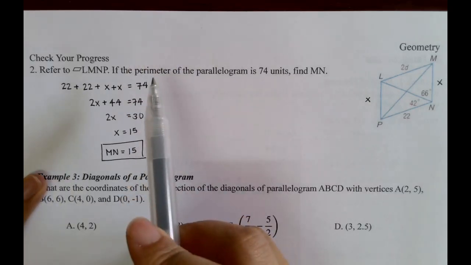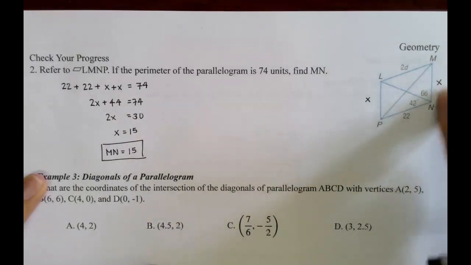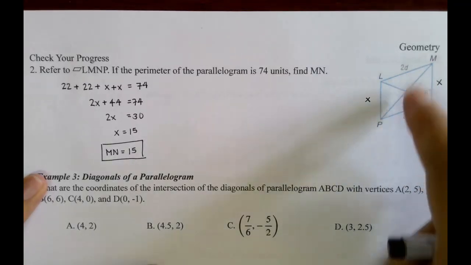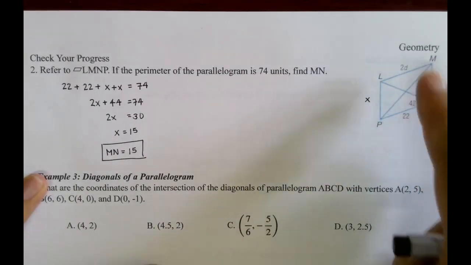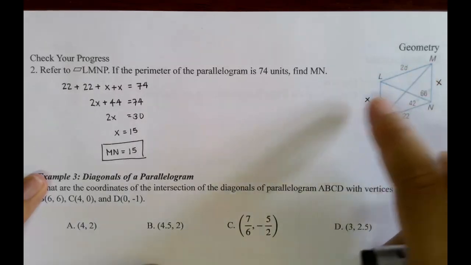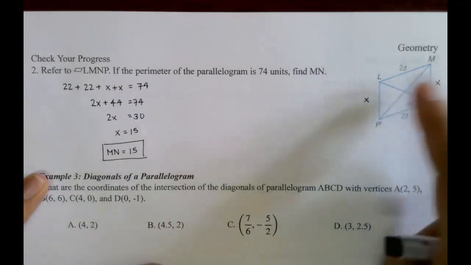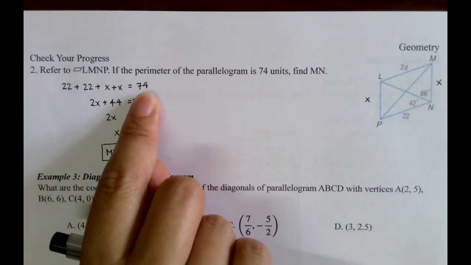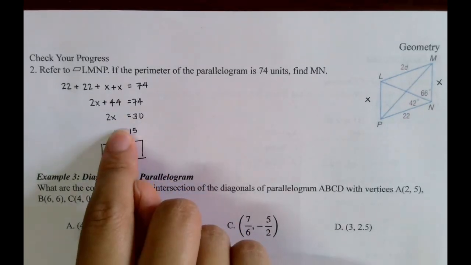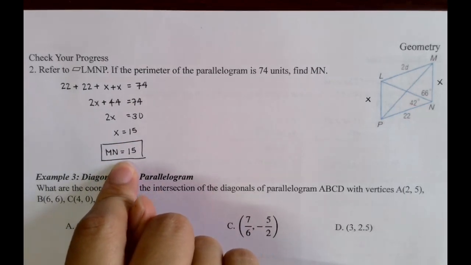Okay. So we know the perimeter of the parallelogram is 74 units. Perimeter, again, is to add up all the sides around. We also know that if it's a parallelogram, the opposite sides are congruent. So if this one's 22, this has to be 22 as well. And then these two have to be the same thing, which we don't know what it is, so that's why I marked it as X. So 22 plus 22 plus 2X should equal 74, the perimeter. Combine like terms, that gives me 2x plus 44 equals 74. Subtract 44 on both sides, 2x equals 30. Divide by 2 on both sides, x equals 15. So MN here is 15.